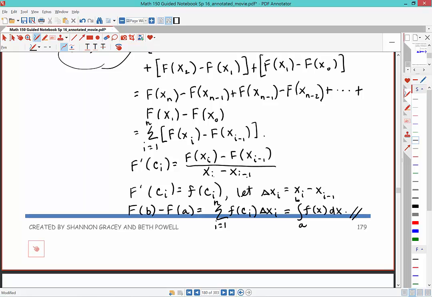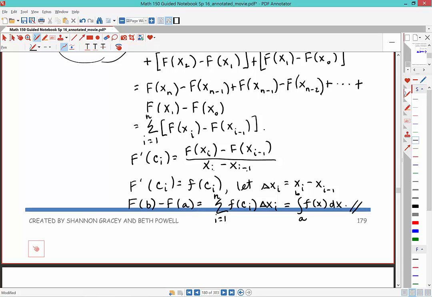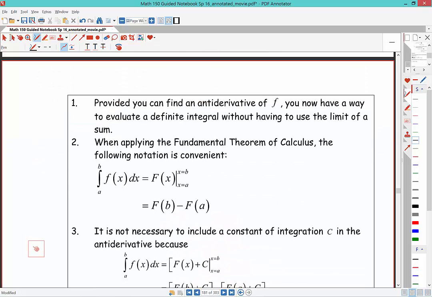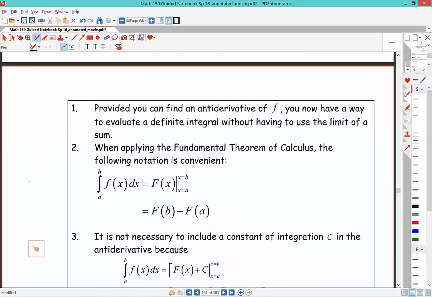Okay, so here we go with our next step. Here we'll be looking at guidelines. So these are some guidelines for using the Fundamental Theorem of Calculus.